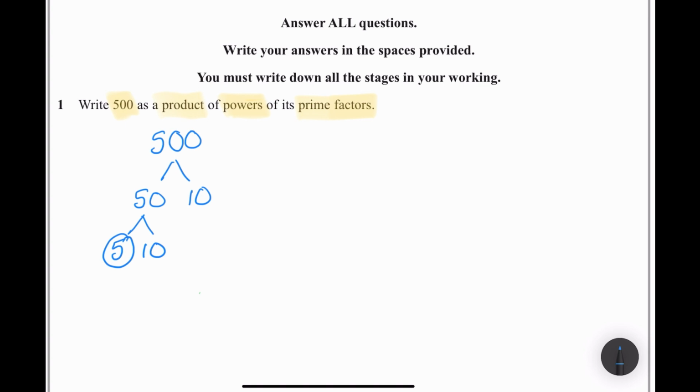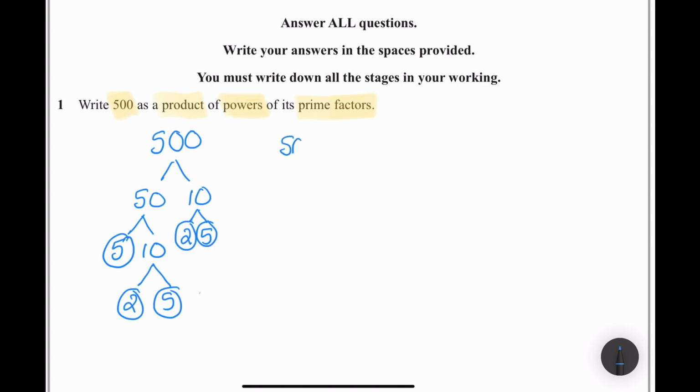5 is prime, so I'm going to circle it. 10 isn't, so I'm going to break that down a bit more. How can I get 10 from multiplying? It's 2 and 5. So again, circle those because they are prime. Going back to my tree, I haven't dealt with this 10 yet, so again, split that up. That's 2 times 5. Both of them are prime, so I'm going to circle them.